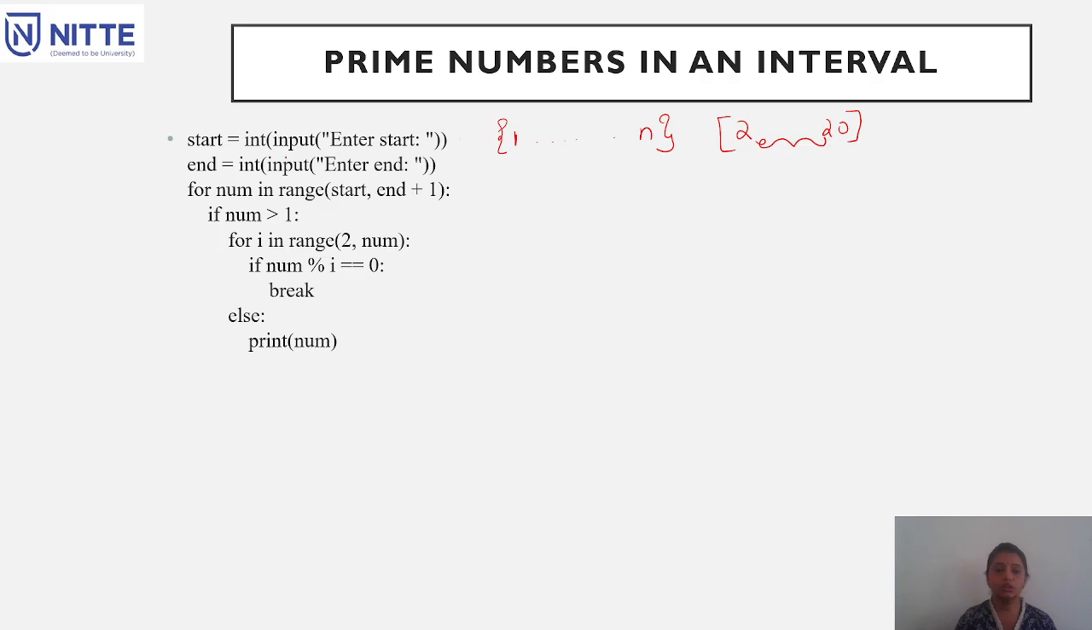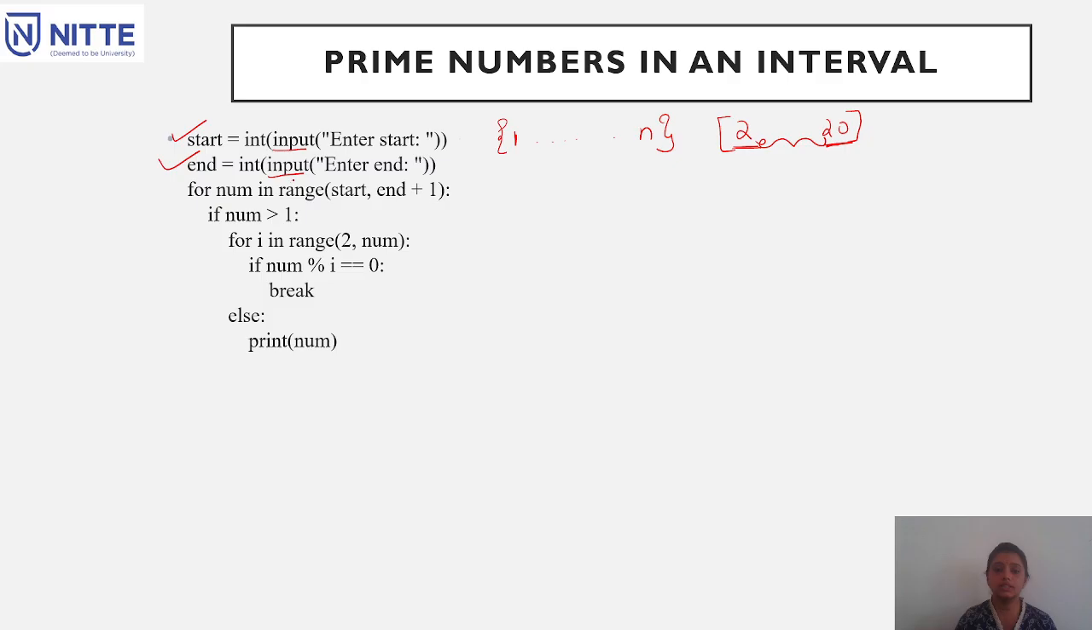So as you know now, for the starting number you need a start range, and for the ending number you need an end range. As per that, I'm using a start variable and an end variable, and I'm trying to take a number from the user using the input statement.